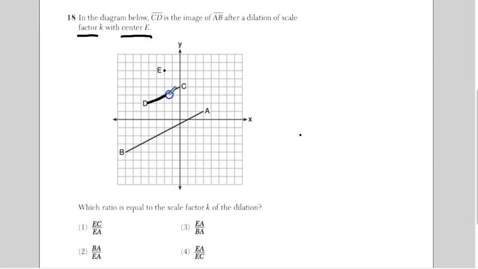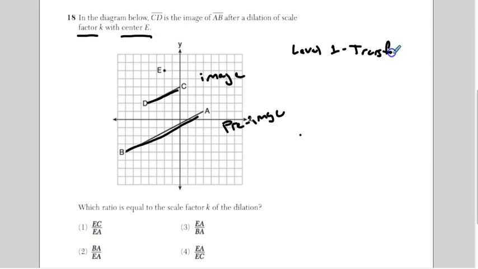So let's do a little labeling. This is going to help us out a little later. Always label the information. It's going to help you. This is our image. This is our pre-image. Not a question about dilations, huh? So this is level 1, transformations again. Lots of questions with transformations you're seeing.